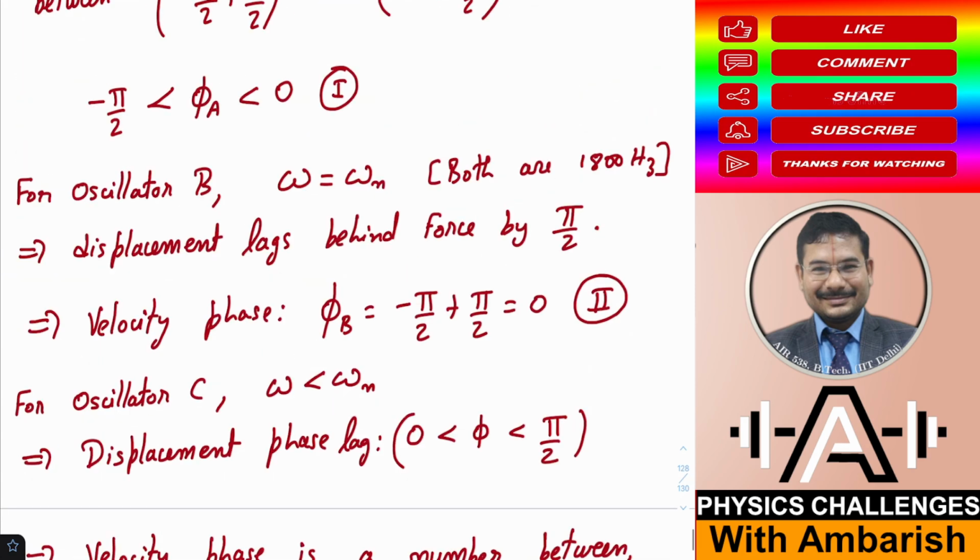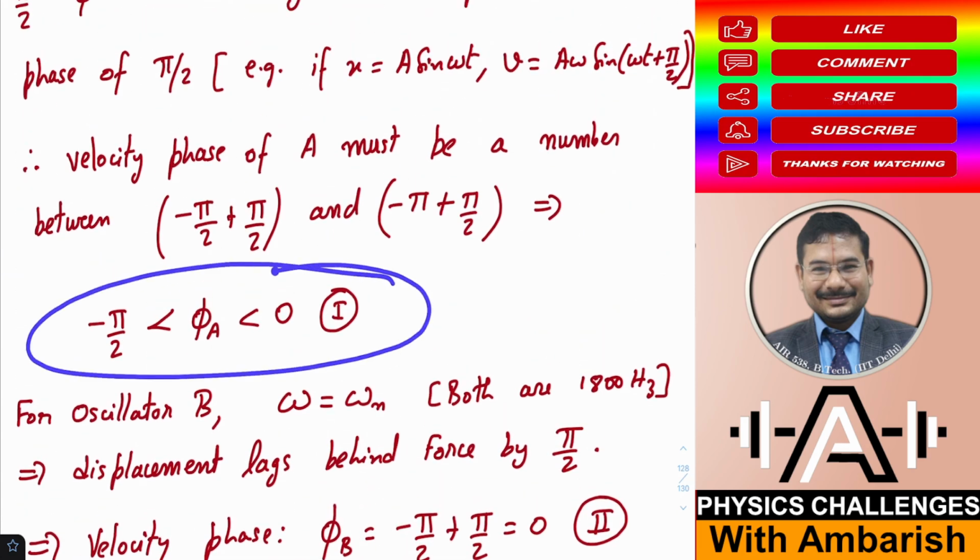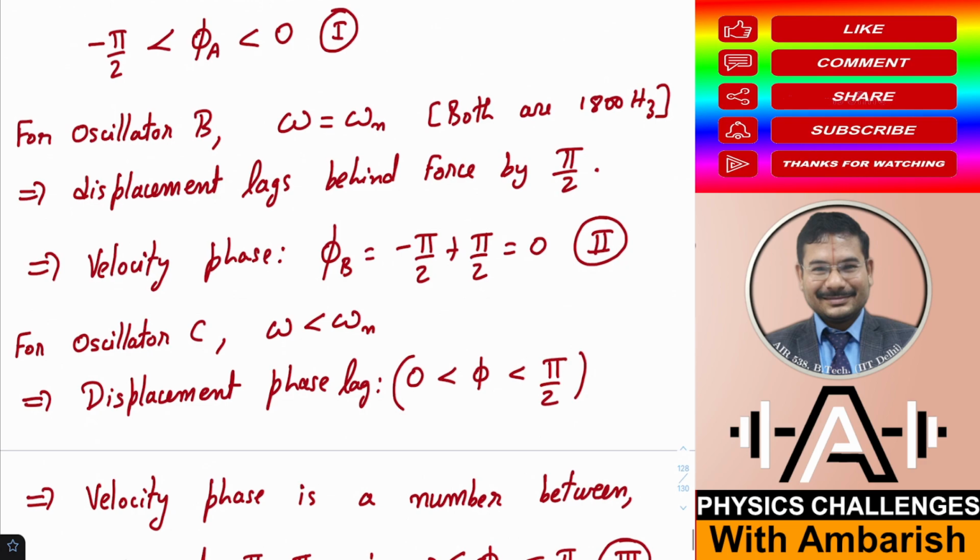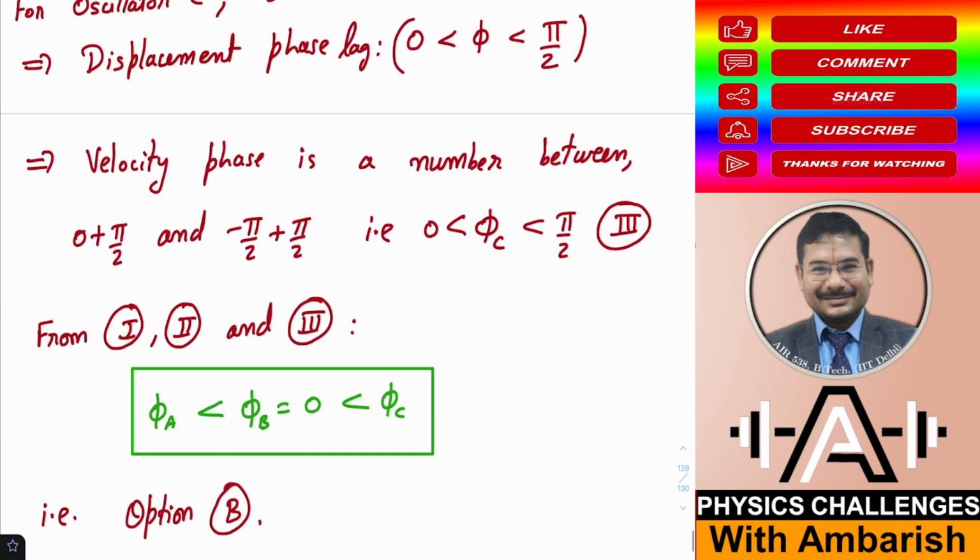So these three are the facts. For A, the phase is between minus pi by 2 and 0. For B, the phase is 0. And for C, the phase is between 0 and pi by 2. So combining these three, we get phi A is less than phi B, which is equal to 0, and this is less than phi C. So we get option B.